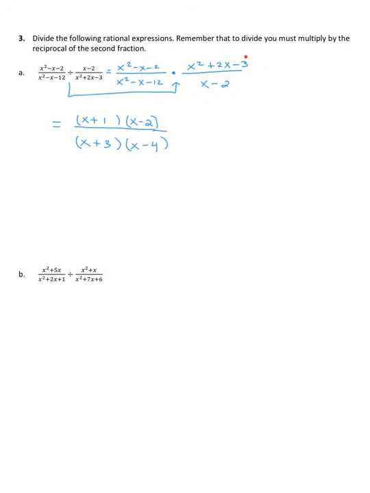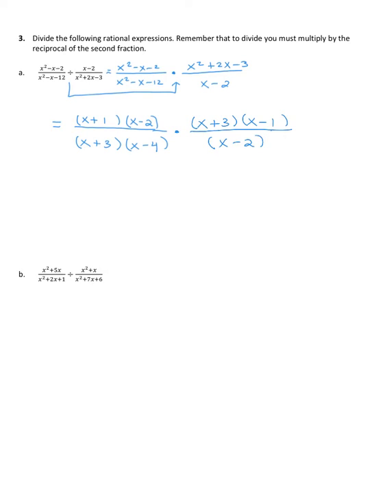I'm now going to factor this one. So the nice thing is the denominator is factored. Great. But the numerator is not. I have to have an x and an x, still a positive and a negative, and two numbers that multiply to negative 3 yet add to 2 would be positive 3 and negative 1.